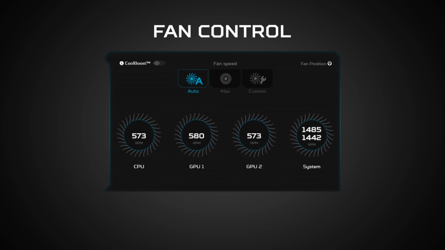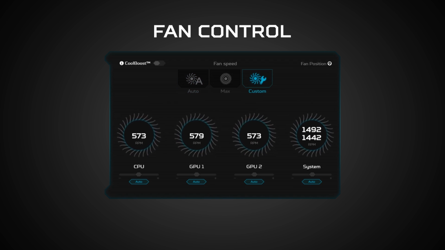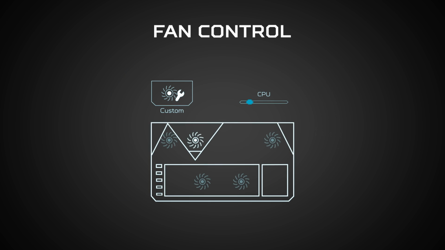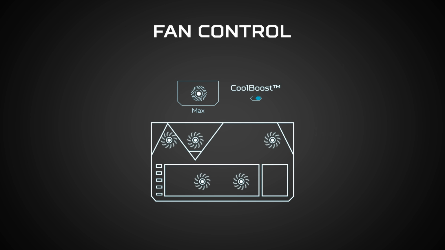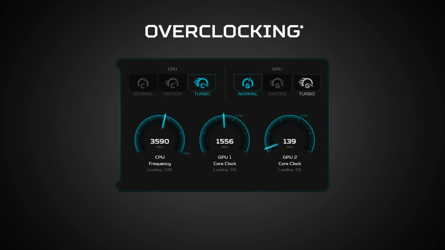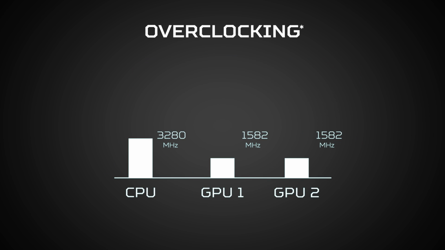The cooling section allows you to fine-tune your fan controls. You can select custom and individually tune every fan to your liking, and you can even turn on cool boost for higher RPMs. Once you've maximized the fan's performance, you can overclock both the CPU and the GPUs in this powerful 21X machine.